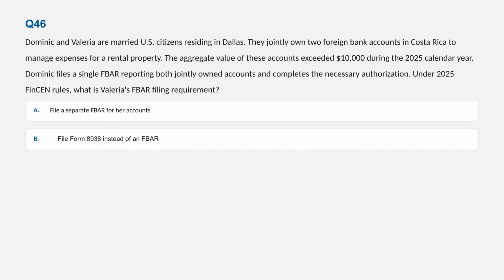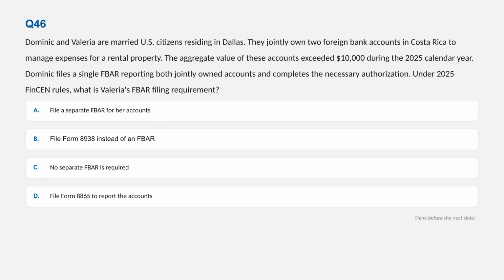Question 46. Dominic and Valeria are married US citizens residing in Dallas. They jointly own 2 foreign bank accounts in Costa Rica to manage expenses for a rental property. The aggregate value of these accounts exceeded $10,000 during the 2025 calendar year. Dominic files a single FBAR reporting both jointly owned accounts and completes the necessary authorization. Under 2025 FinCEN rules, what is Valeria's FBAR filing requirement?